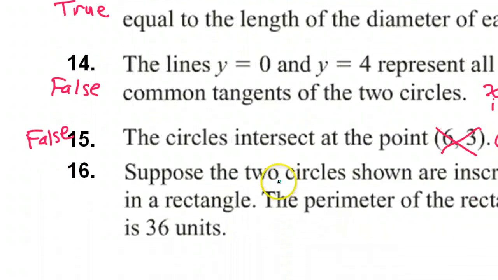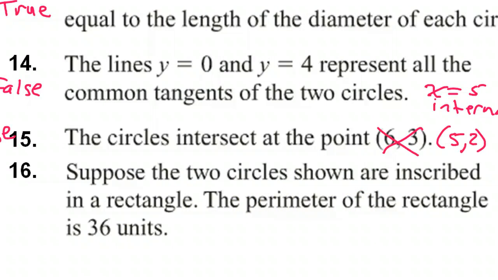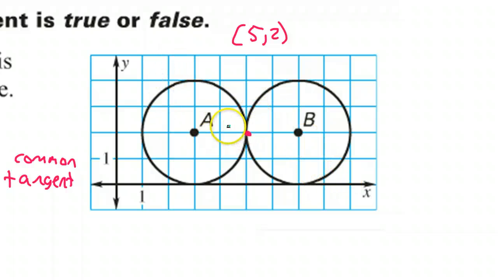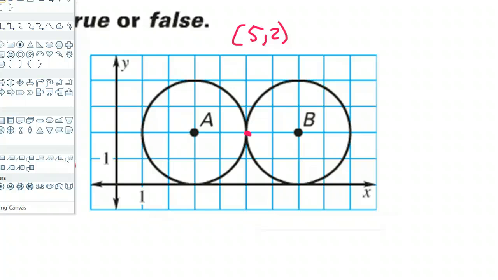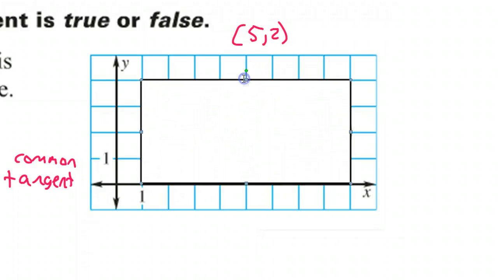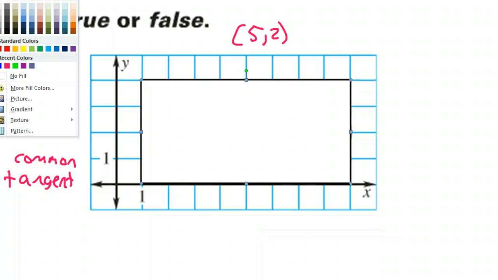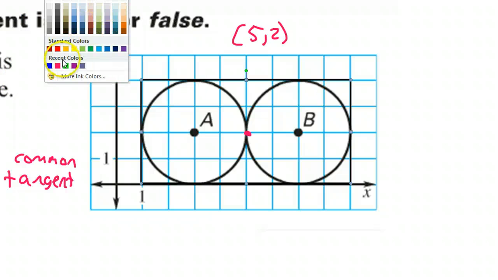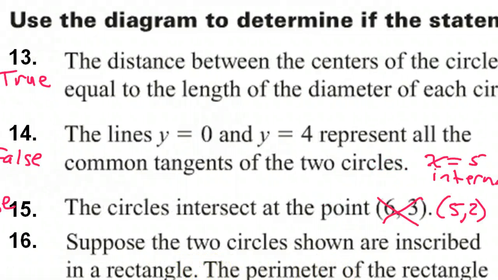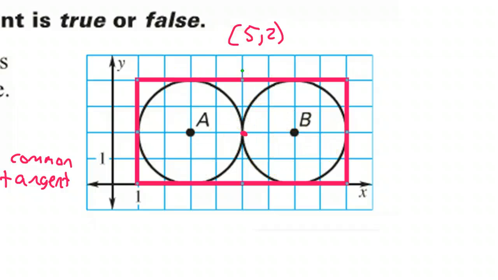Alright, number 16. Suppose the two circles shown are inscribed in a rectangle. The perimeter of the rectangle is 36 units. Alright, inscribed in a rectangle means if I drew a rectangle around these, touching the circles on the sides of the rectangle. Okay, so the rectangle in question would be this rectangle right here. I think they asked us about the perimeter, did they not? The perimeter of this rectangle, okay? So these circles are now inscribed in a rectangle.